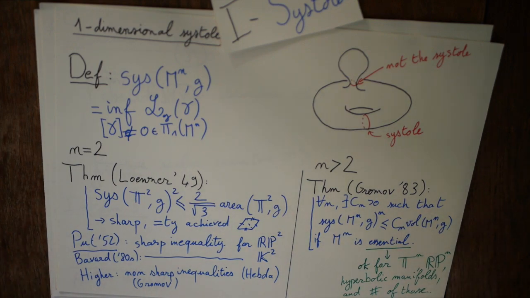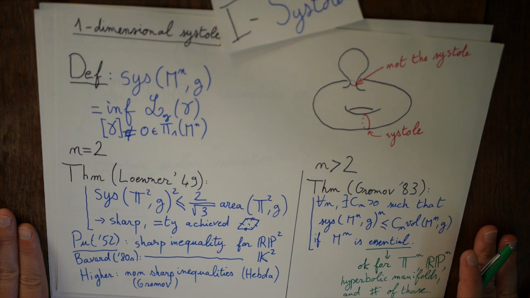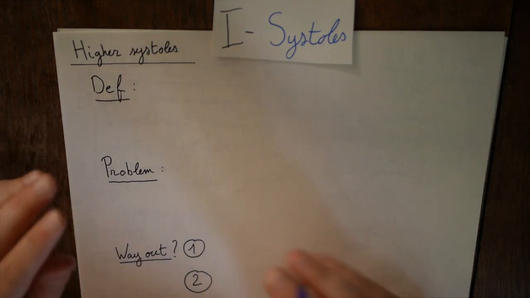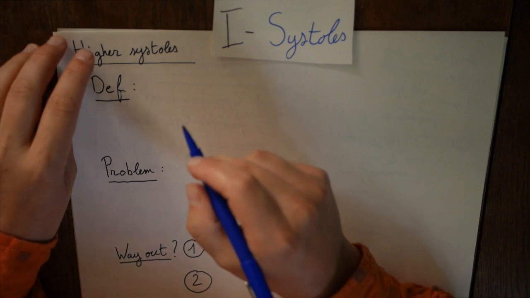Okay, so this is what's known about one-dimensional systoles. So let's now get to higher systoles. The definition is quite easy. For simplicity reasons, and because that's where the proof usually works, we'll work with a homological version of the systole, whereas our first version in dimension 1 was tied to homotopy.